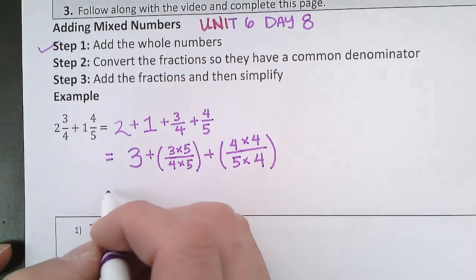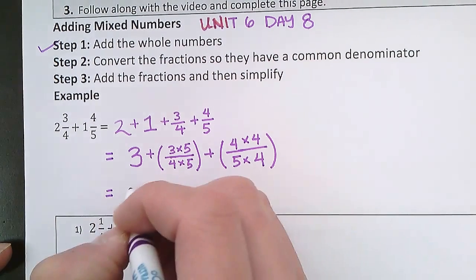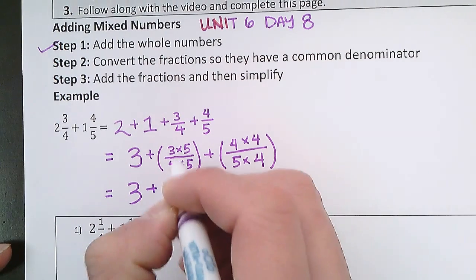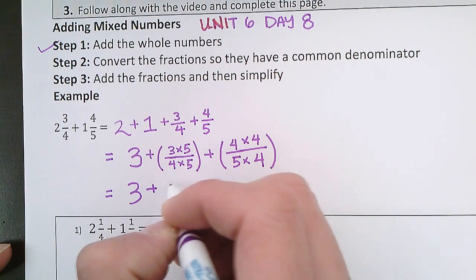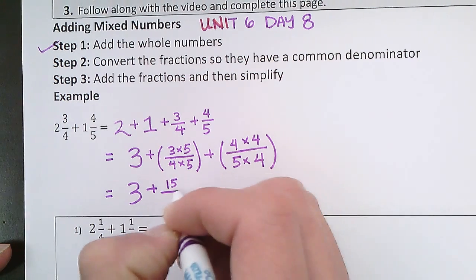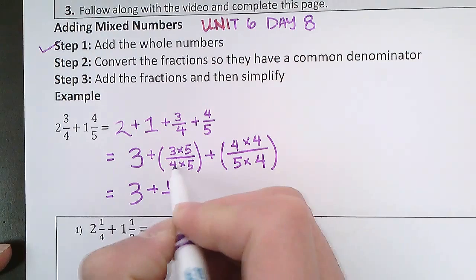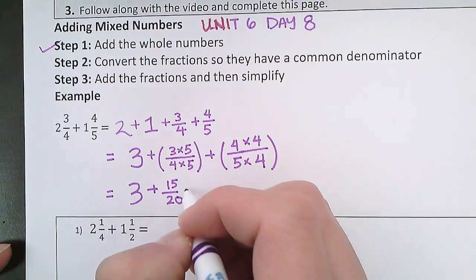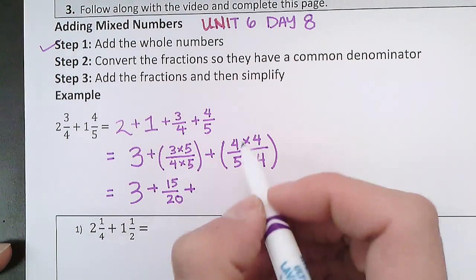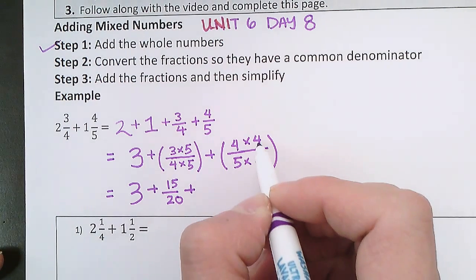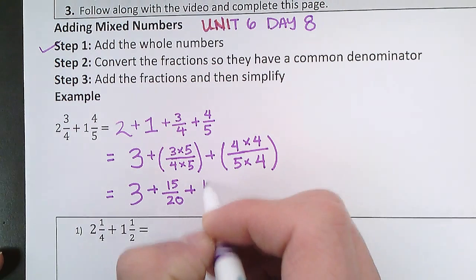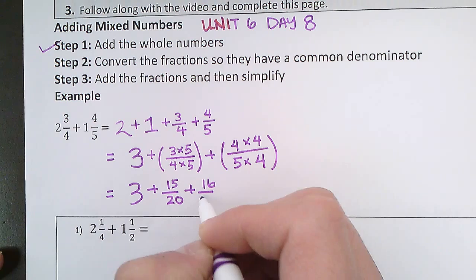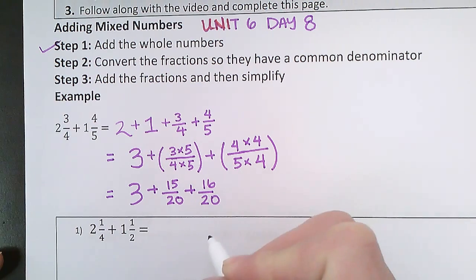Now, I can start converting my fractions. So I still have the whole 3 plus 3 times 5, 15. On the bottom, 4 times 5, we know that's 20. That was the common denominator that we wanted to get to. And then on the right, 4 times 4, 16. On the bottom, 5 times 4, that also equals 20, our common denominator.